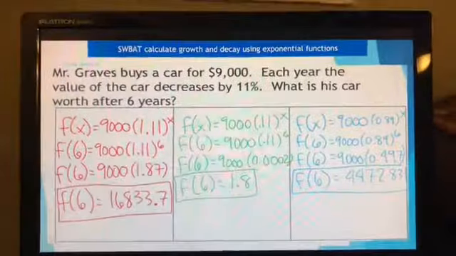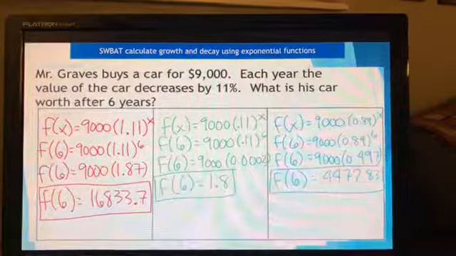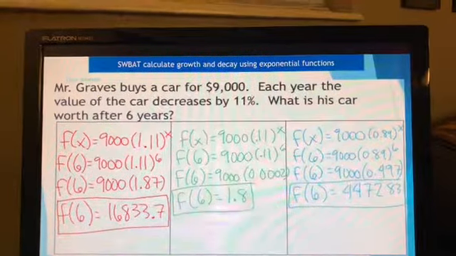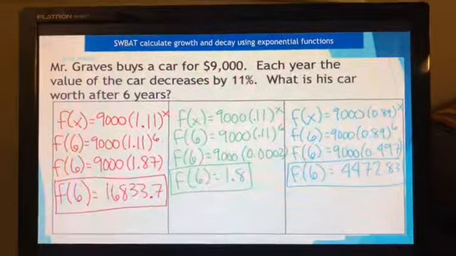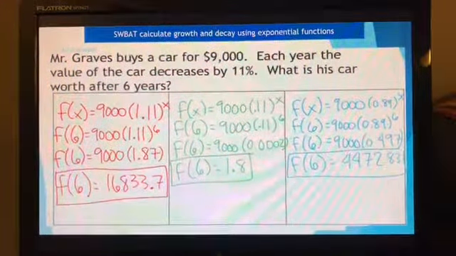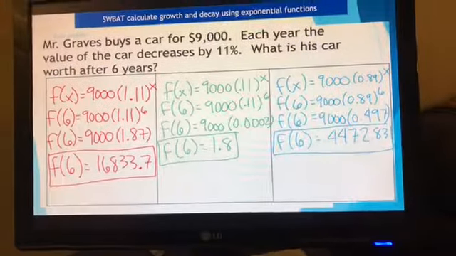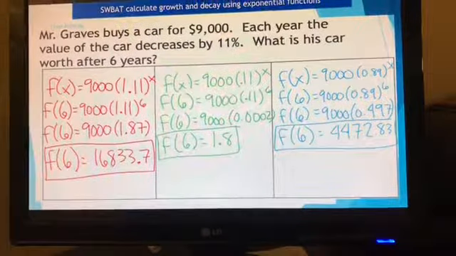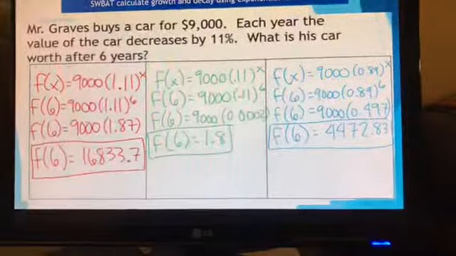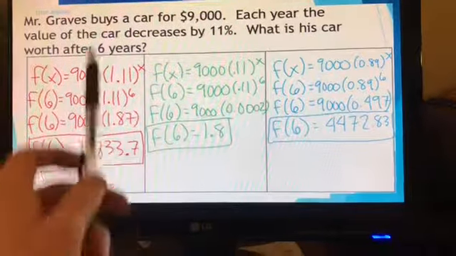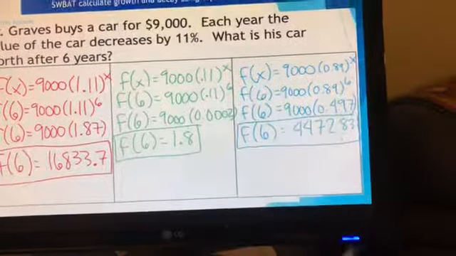Now let's just look at this last one here. Mr. Graves buys a car for $9,000 and each year the value decreases by 11%. Which one of these equations was correct to show the value of his car? If you notice, they all look exponential because it's a percent increase or decrease. They all have the same starting value up front, the 9,000. So the question is which student correctly took a decrease of 11% and put it into the multiplier.